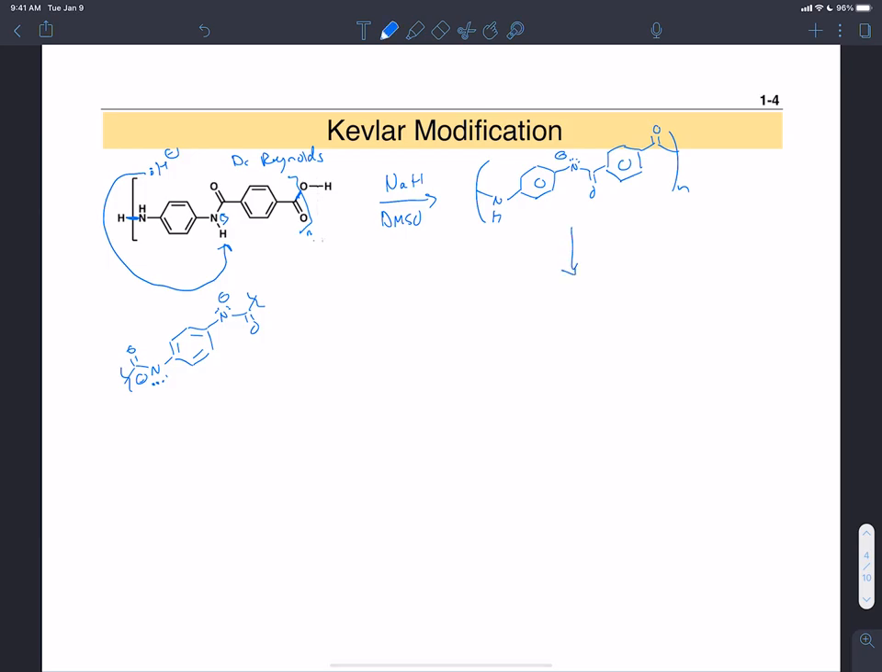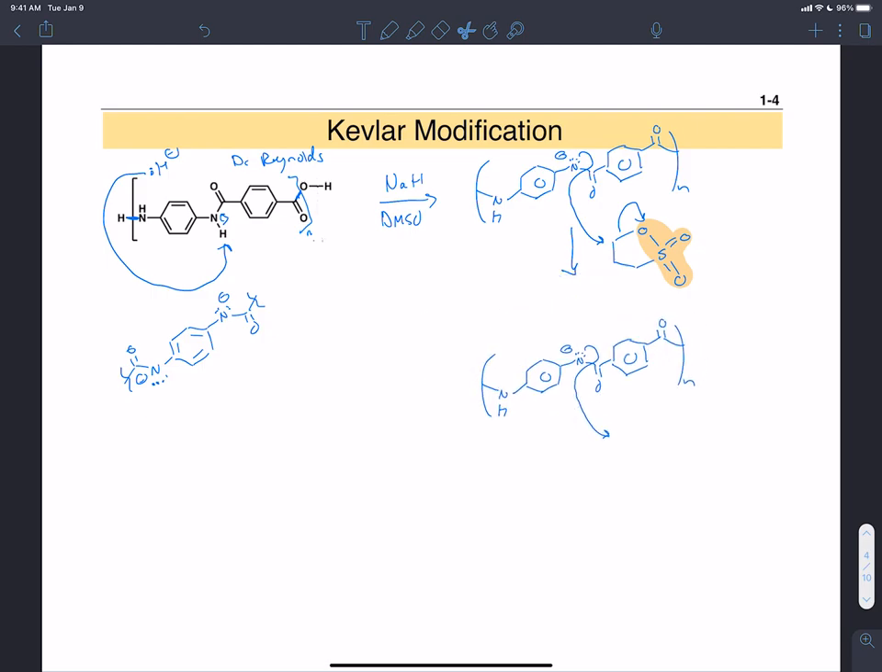And he added in these interesting cyclic sulfur compounds. And this whole portion here are very good leaving groups. So if you imagine this oxygen leaving, which is what happens in the reaction, the nitrogen will attack this carbon to do an SN2 reaction. Will end up having a derivative form.